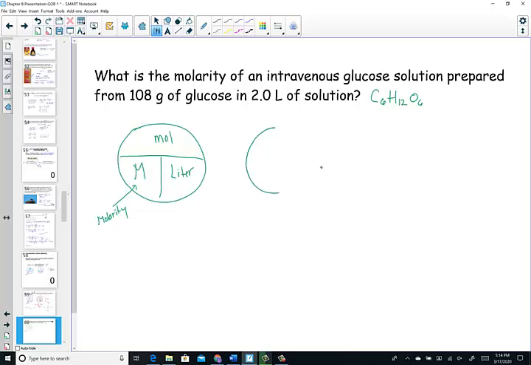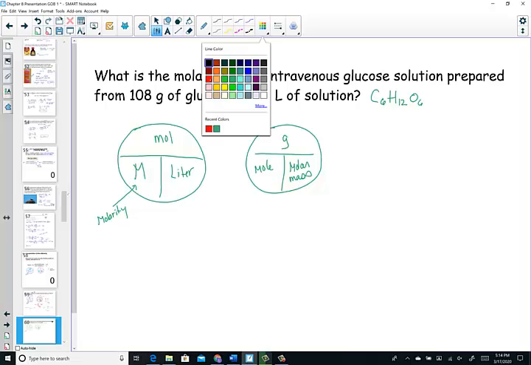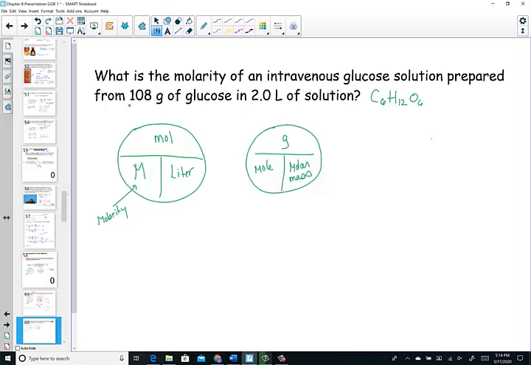Our second round little buddy says grams over molar mass gives us the term mole. So let's record what information we were given. We were given 108 grams of sugar. So there's the grams in this portion of the round little buddy.